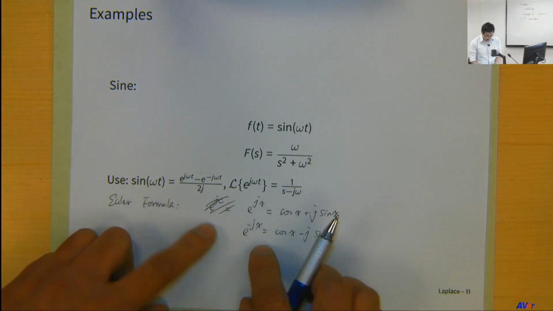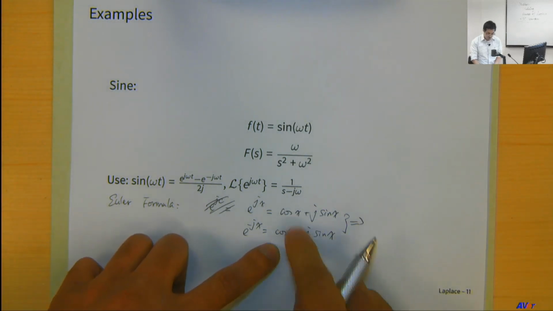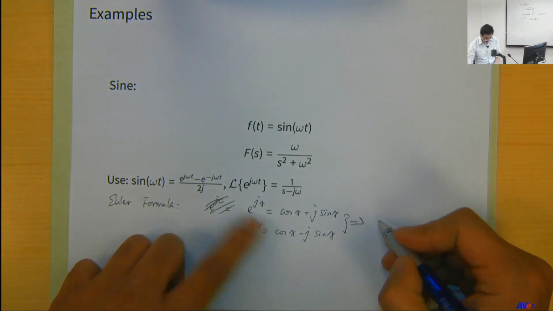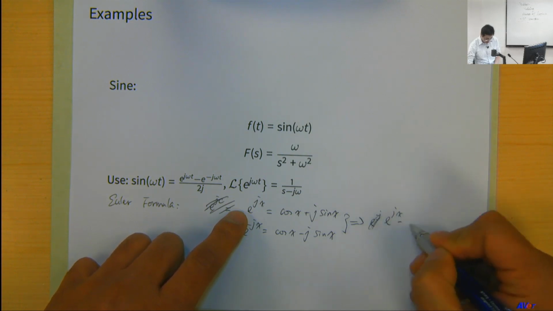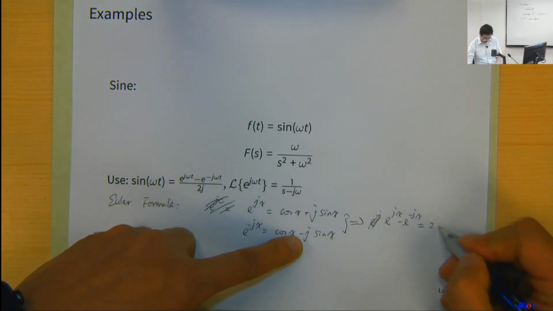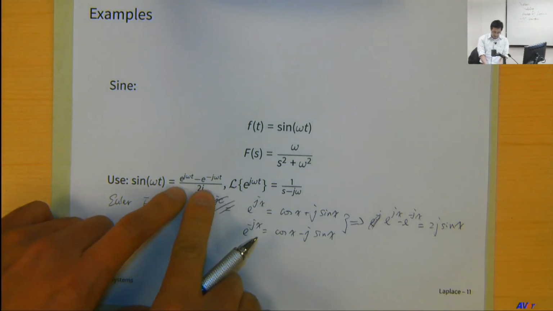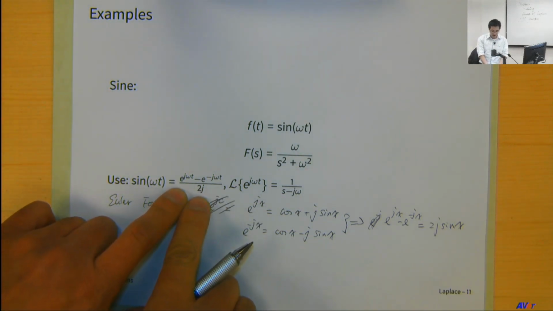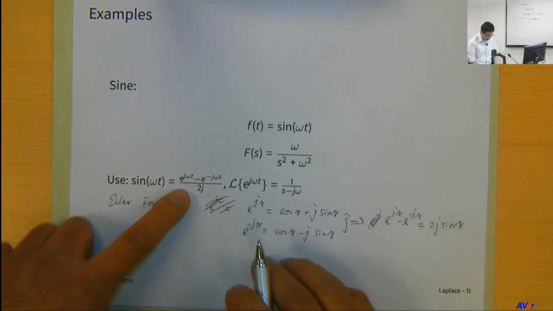From these, let's do subtraction. This subtracted by this, on the left side is e to the jx minus e to the negative jx. On the right is 2, so it's j minus negative j, 2j sine x. Sine x is this divided by 2j. We already know what the Laplace of an exponential function looks like, so we can directly use that formula.